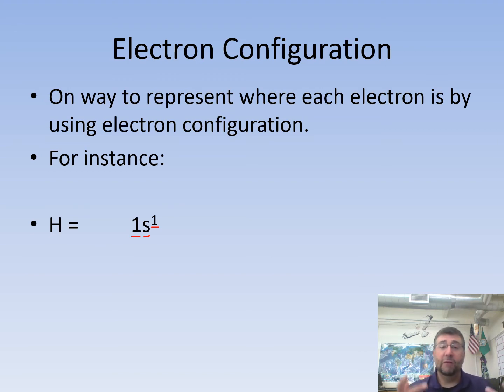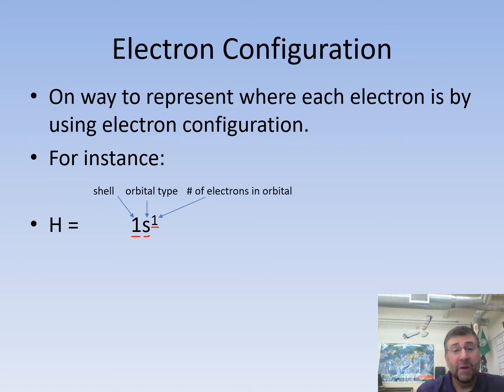Now hydrogen only has one electron. That one electron is located in the first shell in the s orbital, and it's one electron. So we would say that its electron configuration is 1s1. So the first one is the shell, the second one is the orbital type, and the third one is the number of electrons in that orbital. When we move to helium, it has two electrons and they're both located in the 1s orbital.